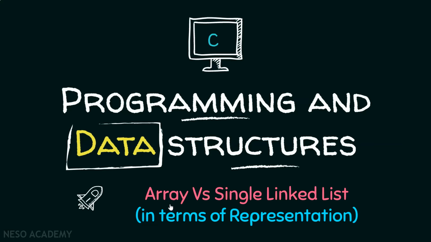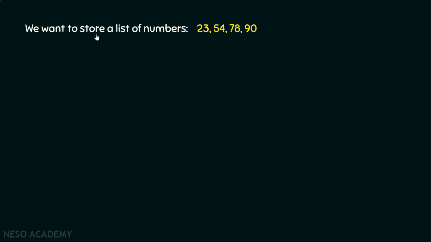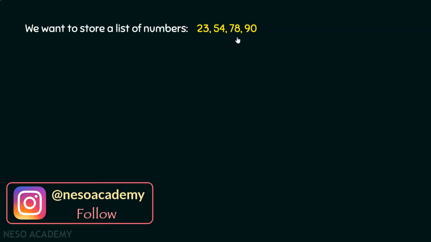In this presentation, we will see the difference between an array and a single linked list in terms of representation. So let's get started. We want to store a list of numbers. This is the list available in front of us, that is 23, 54, 78 and 90. Our job is to store this list in a memory.